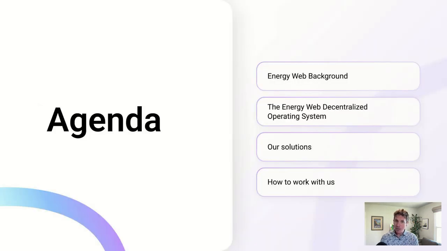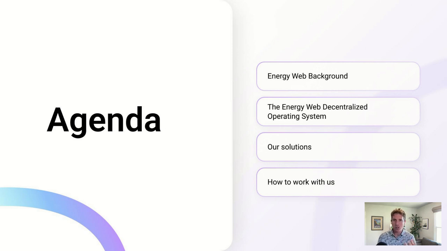In this presentation, I'm just going to be giving a bit of information about Energy Web, who we are, what we do, where we came from, who we work with. And then we'll speak about our core product, which is this technology solution called the Energy Web Decentralized Operating System. So that's just a little bit about the core product that underpins everything that's going on in the Energy Web ecosystem. And then I'll talk about how that product is being applied.